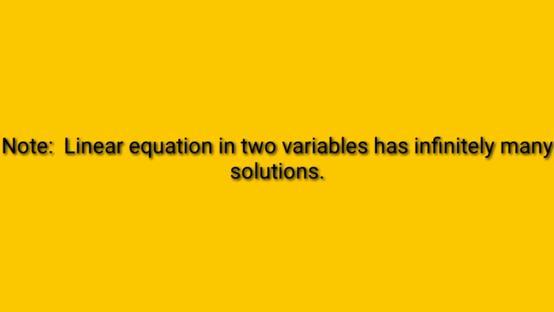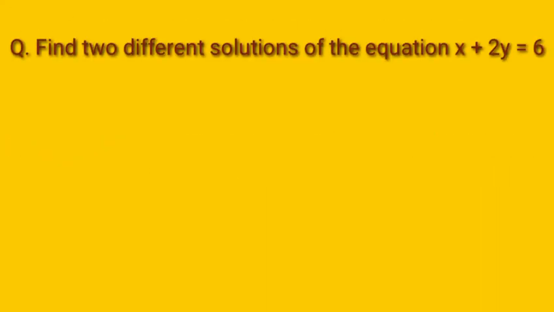Okay, let us do one question. Find two different solutions of the equation x plus 2y is equal to 6. Find two different solutions you have to find here. The equation is x plus 2y is equal to 6.